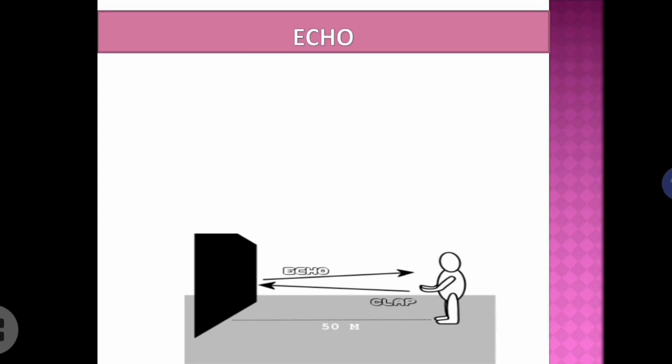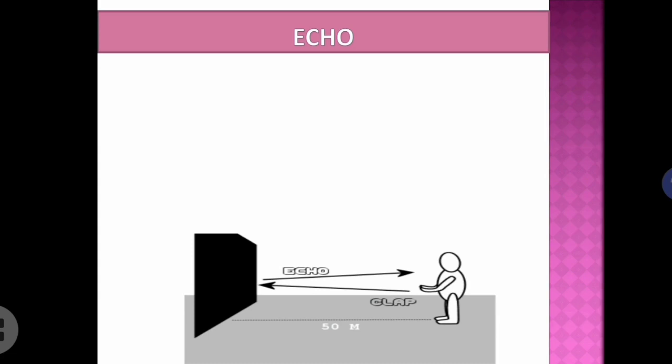Next, echo. So from the figure, can you guess what an echo is? Or you might have experienced, or you might have heard such an echo, right? Yes, it is actually a reflected sound only. A sound getting reflected from any obstacle, that reflected sound reaching us is called an echo. But every time it is not possible to hear such an echo. So there are certain conditions which should be observed to hear a distinct echo.